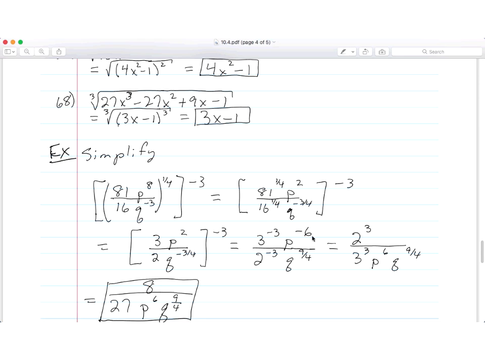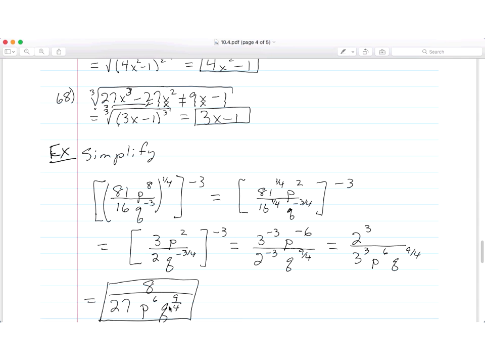Lastly, let me interchange the exponents if they're negative. So this 3 cubed comes to the bottom. This 2 cubed comes to the top. The p to the 6 goes to the bottom. 2 cubed is 8. 3 cubed is 27. And then I have everything else. P to the 6, q to the 9/4.